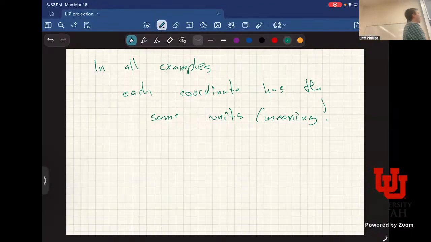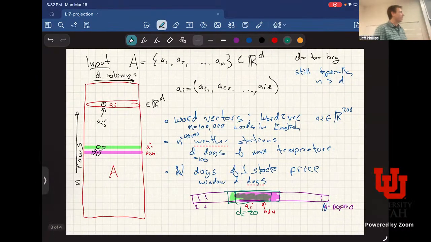All right, so all the coordinates, each coordinate has the same units and the same meaning, right? If we go back to this with the weather station, every day is recording a max temperature. It's measuring in Fahrenheit, not Celsius, or maybe it's Celsius, not Fahrenheit, but it's consistent across all of them. In this example, everything is the price of the stuff. Okay, the units of this haven't changed. Okay, so I can directly compare these against each other.